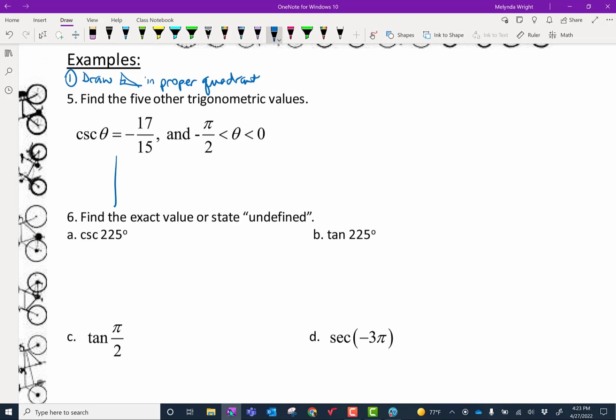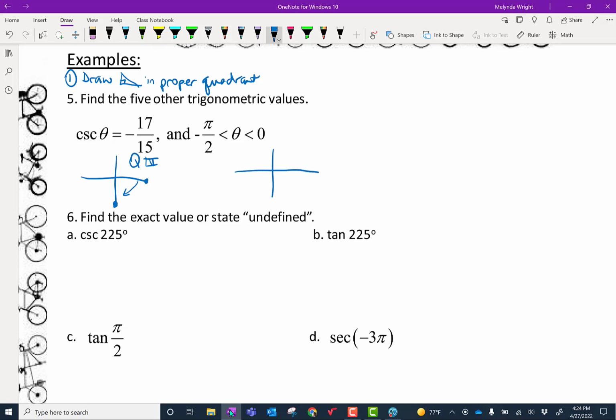If you draw a quadrant, let's see, we're going to go to negative pi over 2, which would be rotating backwards this way, right? Negative pi over 2 would be right here. And we're going to go to 0. Now you can see that the fourth quadrant is surrounded by our little dots. So this is going to be in the fourth quadrant. We're going to draw our triangle in quadrant 4. Okay, so let's do that.